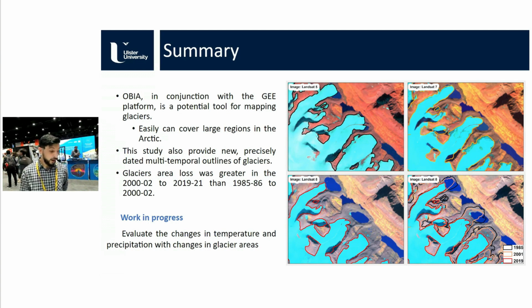Some of the work is still in process. We are looking at why the changes in the second time period are higher than in the first. So we are going to evaluate temperature and precipitation, and we're still going to use Google Earth Engine for that. They have a reanalysis dataset, ERA5, so we're going to use that to get the temperature and precipitation data.